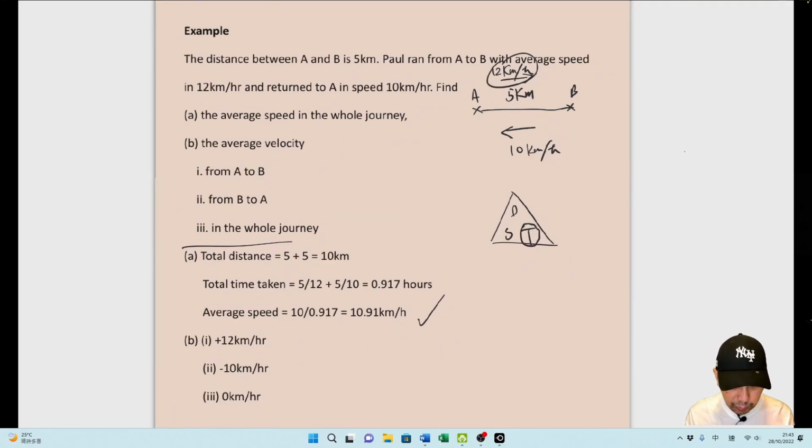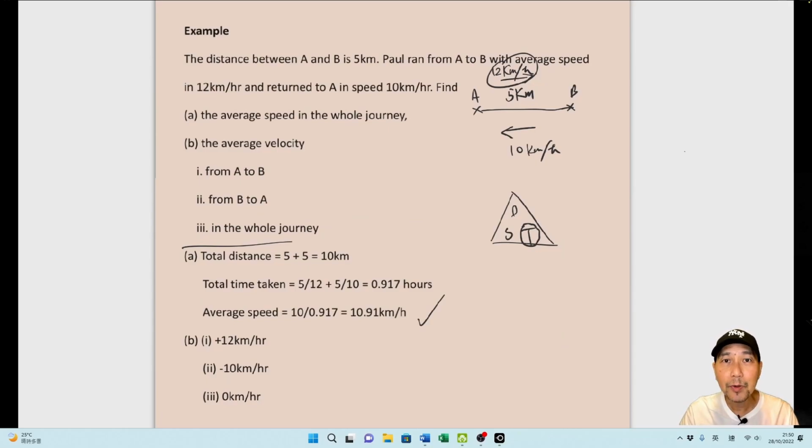Okay, in part B, we are required to find average velocity. Because velocity has direction, we need to decide the sign of these quantities. So perhaps this way we call it positive. So from A to B is positive 12 km per hour. When he ran back it is negative 10 km per hour. Okay, for the whole journey, he went back and forth, so the starting point and the finish point are the same. So in this case, the displacement is 0. So 0 over time, of course the answer is 0.